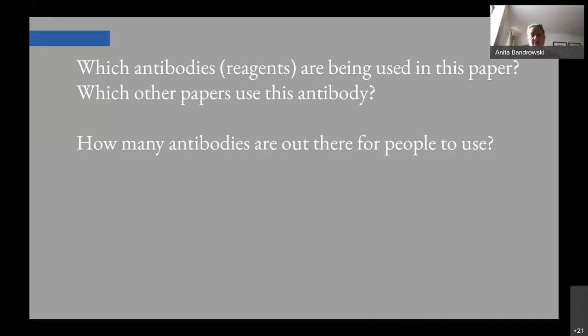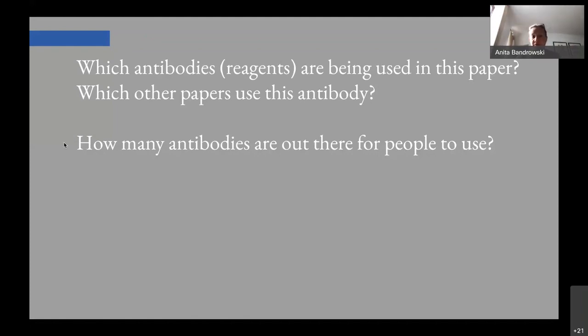So what that means is that paper cannot be reproduced for a really stupid reason, which is sitting in a laboratory notebook somewhere. And then, of course, we can't figure out which other papers, which other people, which other labs are actually using this particular reagent because the information is not in the paper.